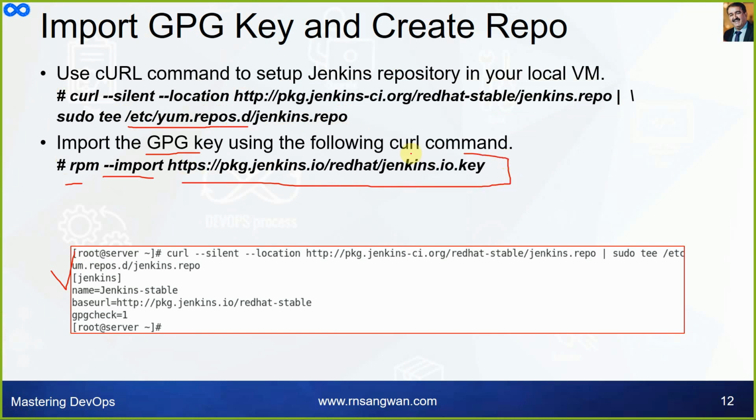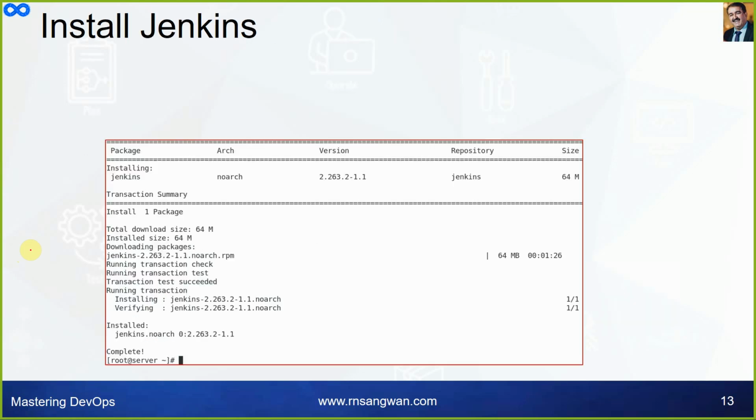This key is mandatory, otherwise installation will fail because you are enabling GPG check. If you don't want to import the key, you have to make this value 0, GPG check equal to 0, but then that will be a risk. That is the risk associated, so don't do it, not recommended. This command will not give any output though.